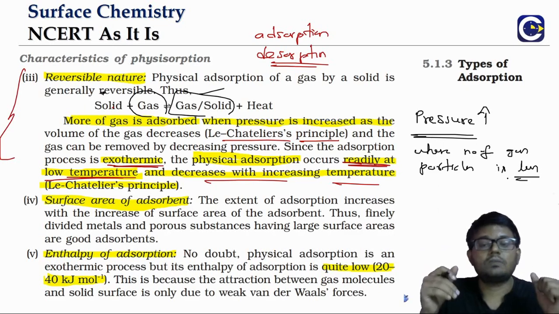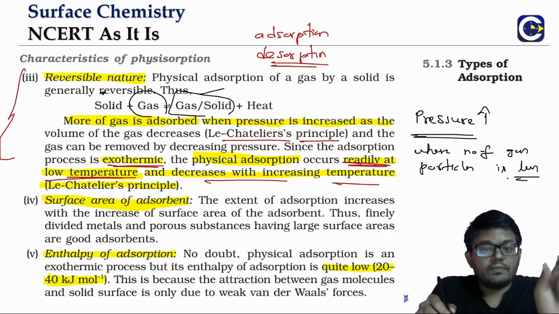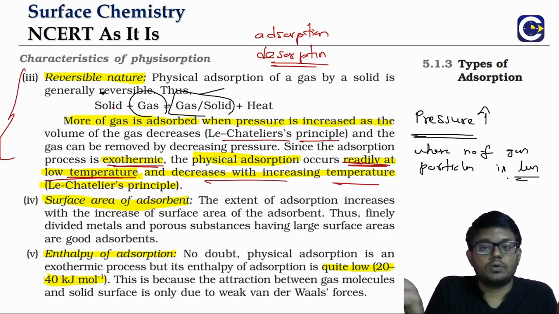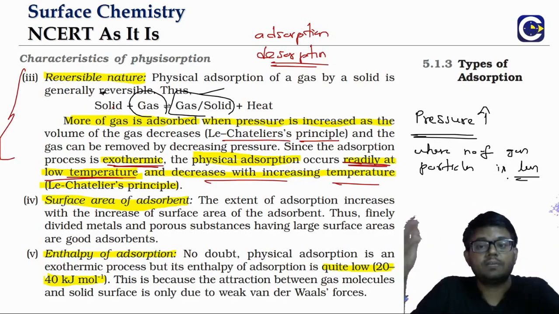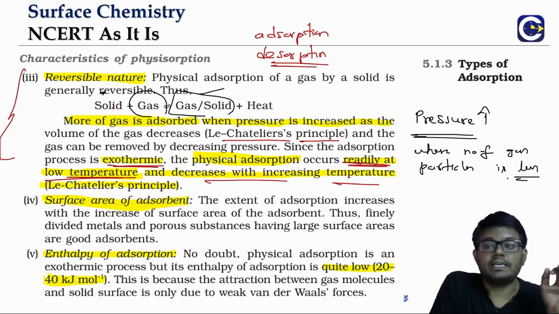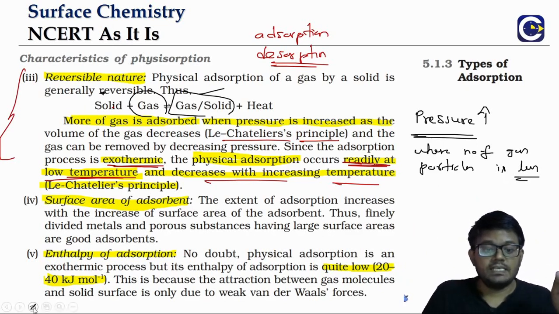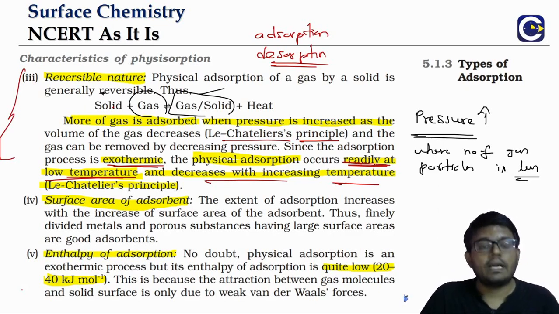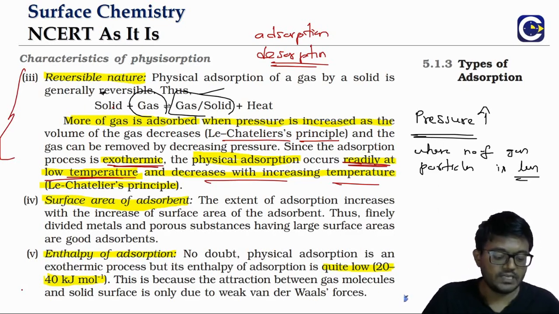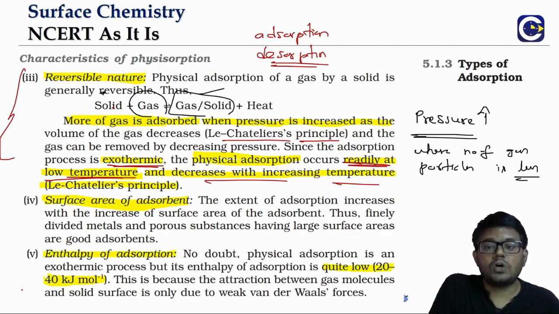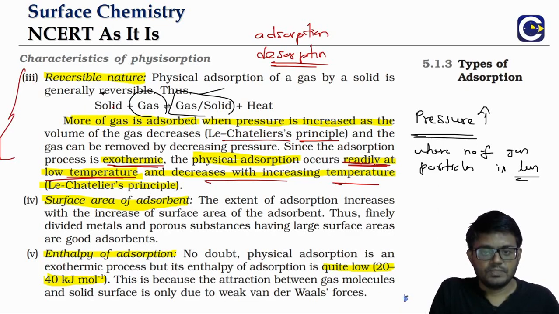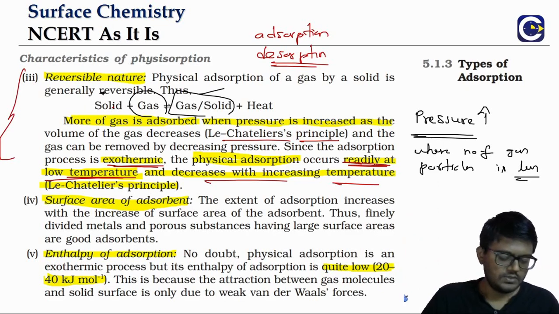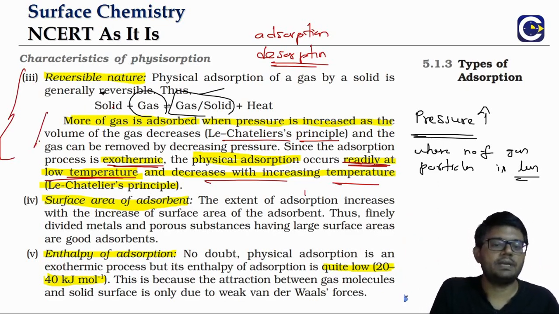So here when we increase the pressure, what happens? Reactant side we have gas molecules. Product side there is no gas molecule, because the gases are adsorbed on the surface of the solid. So if we increase the pressure, the reaction will proceed in a direction where the number of gas particles is less. Means the reaction is going to proceed in the forward direction. Forward direction means more adsorption happening. So what is the effect of pressure? More gas will be adsorbed onto the surface of the solid when the pressure is increased. Okay, so this is about the effect of temperature and pressure.